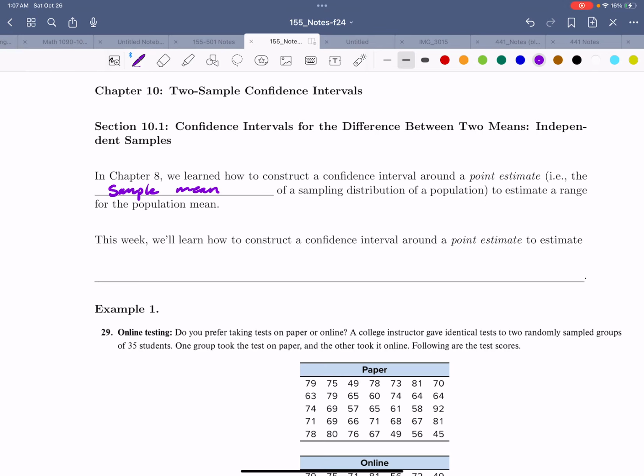We take a random sample of size n, and we figure out the place of that sample mean in the sampling distribution. Okay, here we're going to use a point estimate to estimate the difference between two population means.